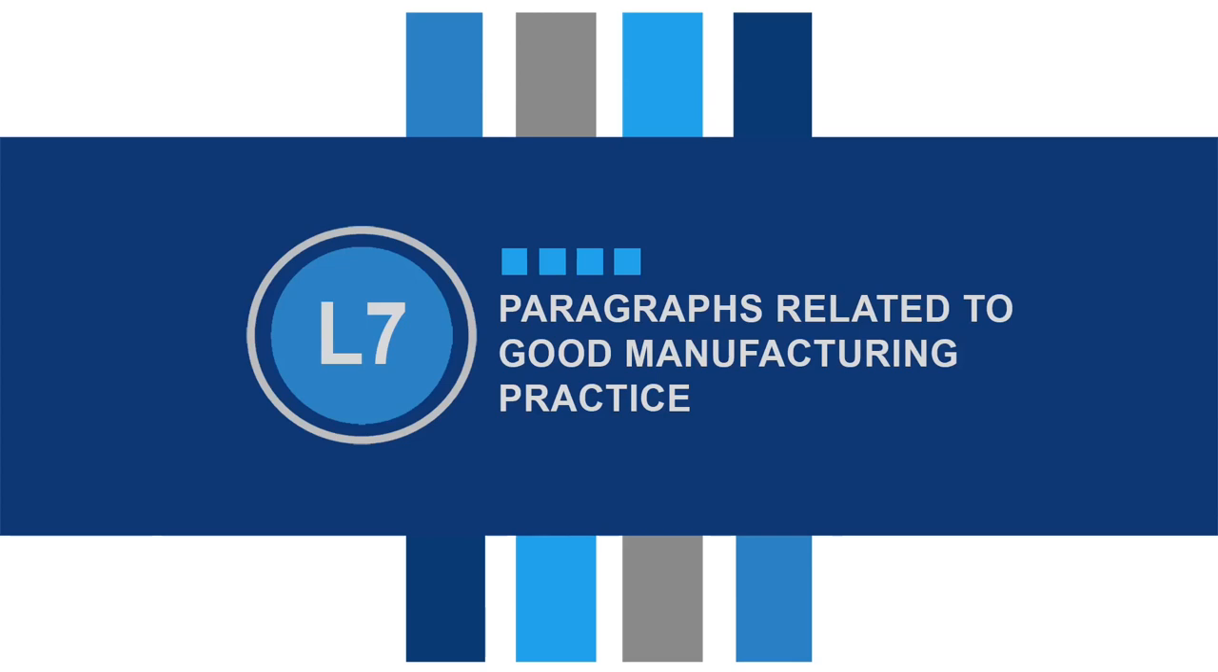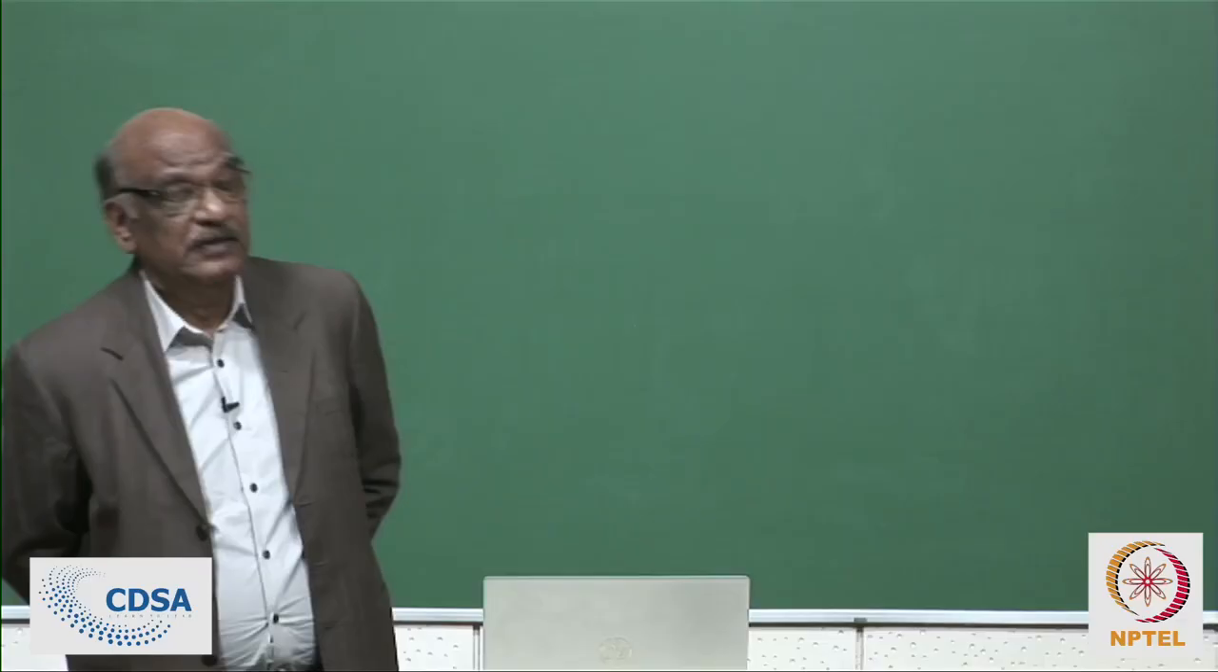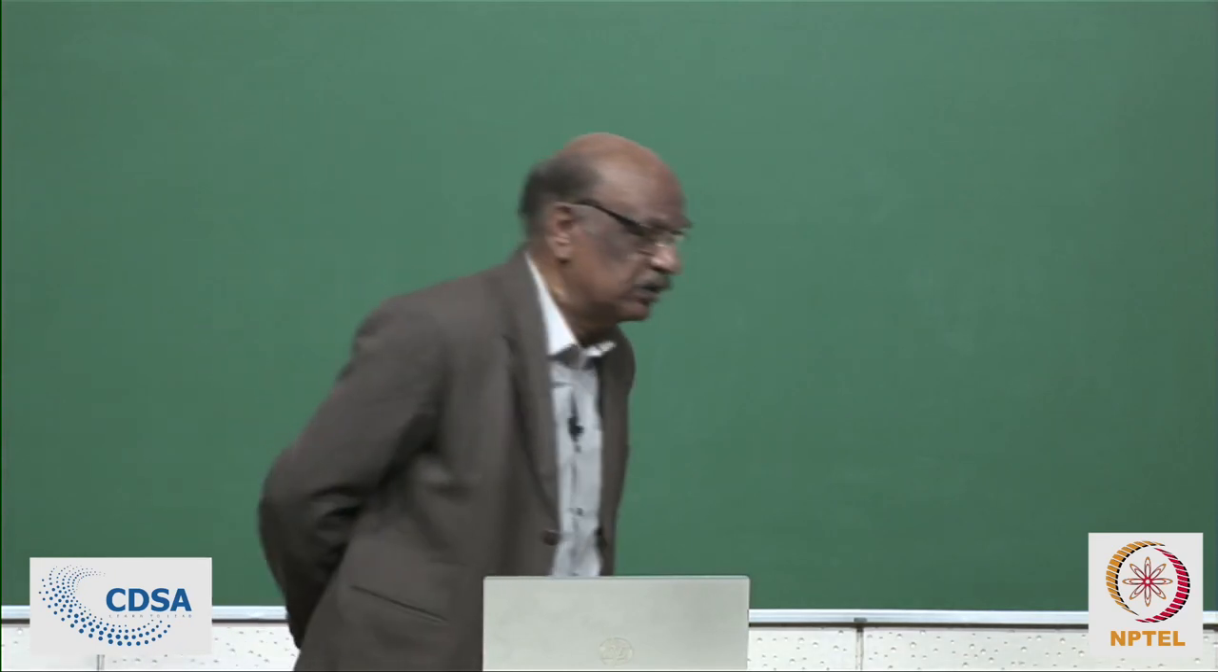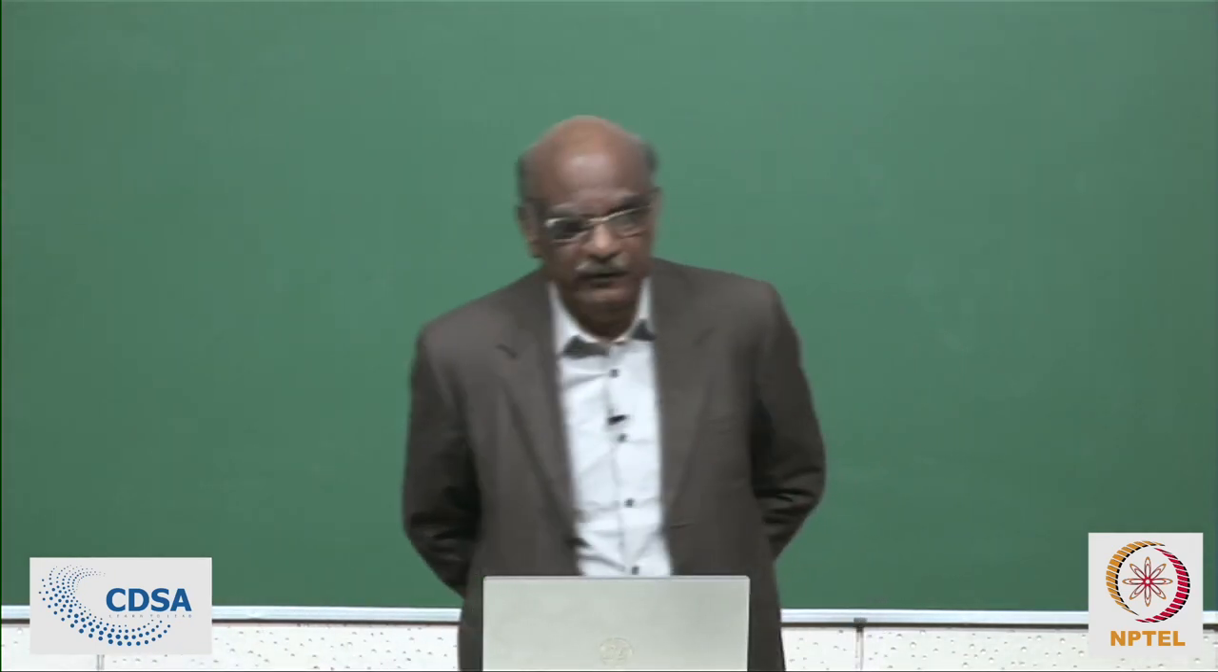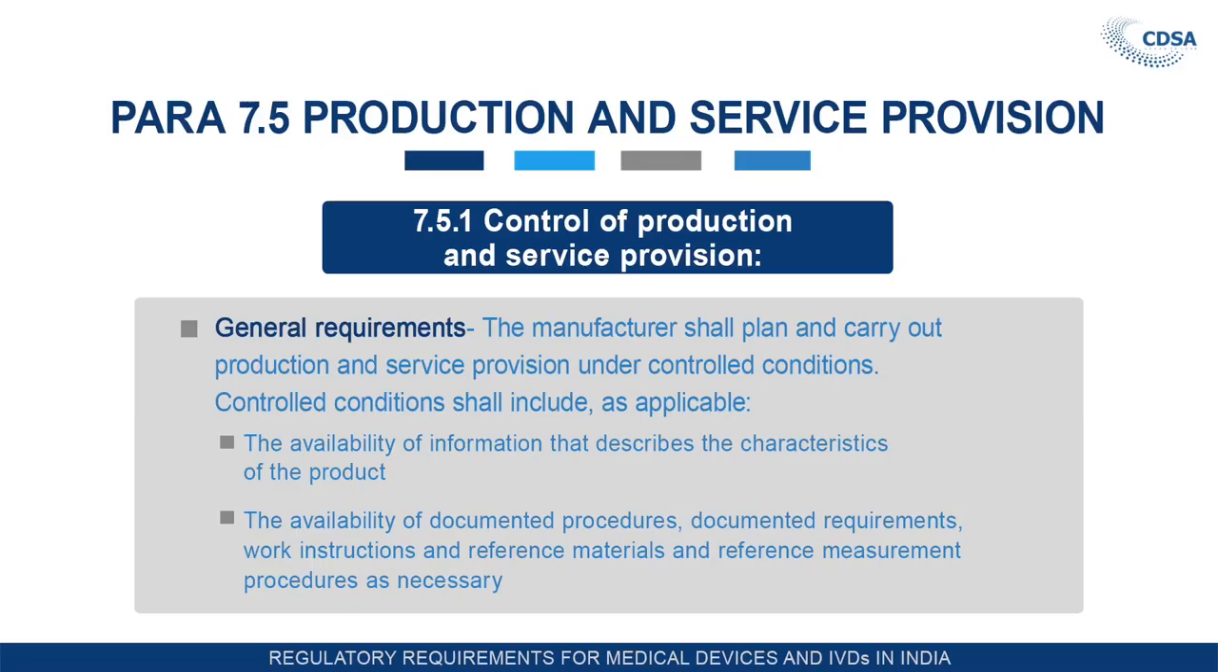Paragraphs related to GMP. Now, GMP forms a part of QMS. So, these are some of the paragraphs which are actually related to GMP. Some of the paragraphs that I mentioned earlier also conform to GMP requirements. These are specific ones that I picked up for our understanding. Production and service provisions. 7.5.1, control of production and service provisions. 7.5.1.1, under this para, general requirements.